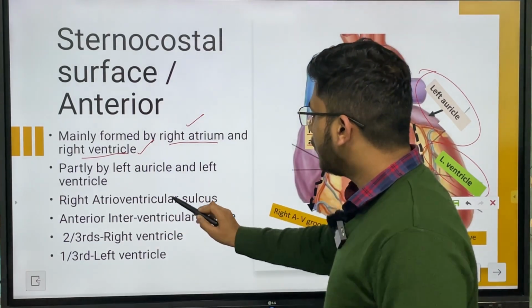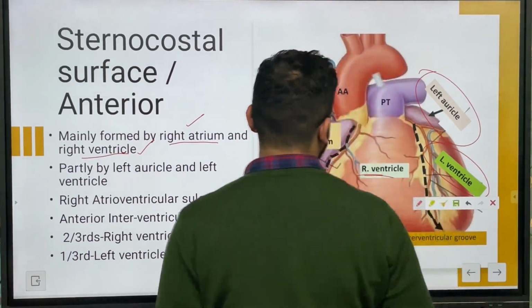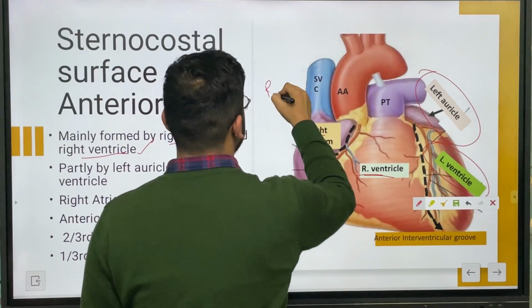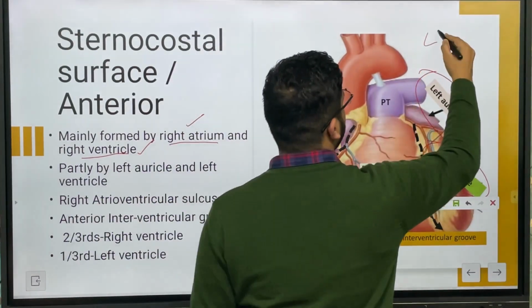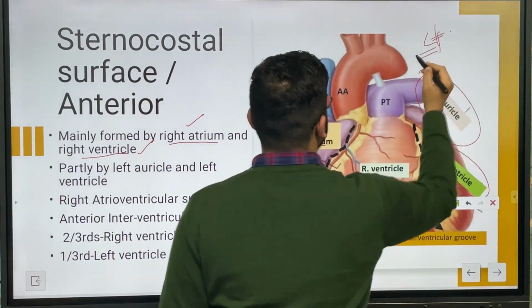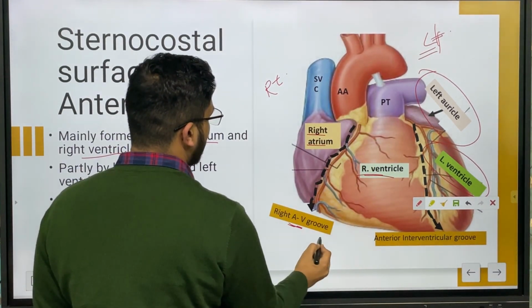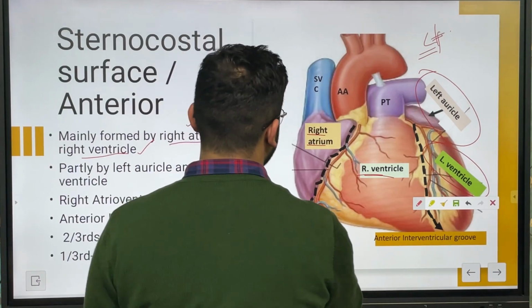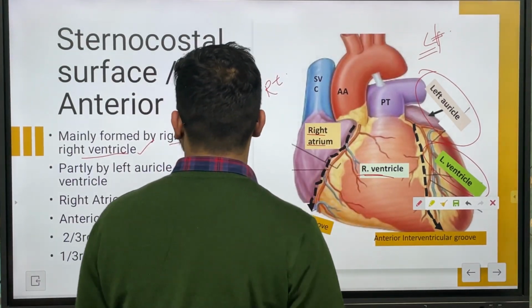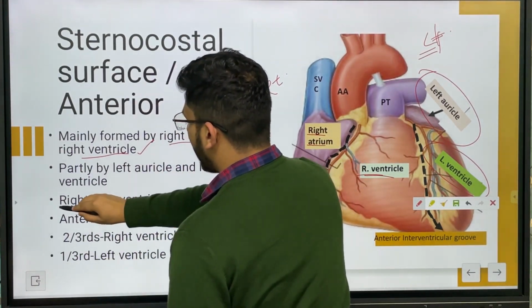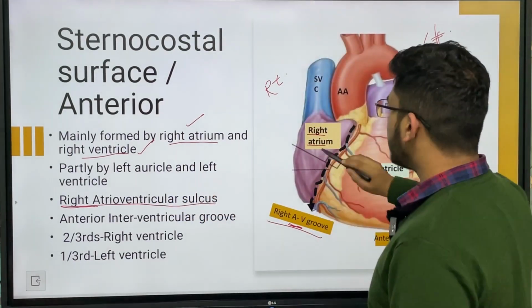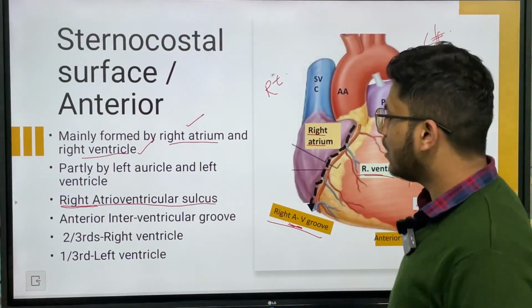The right atrioventricular sulcus is also present. This is the right side, this is the left side. So the right AV groove or right atrioventricular sulcus is present on the sternocostal surface.